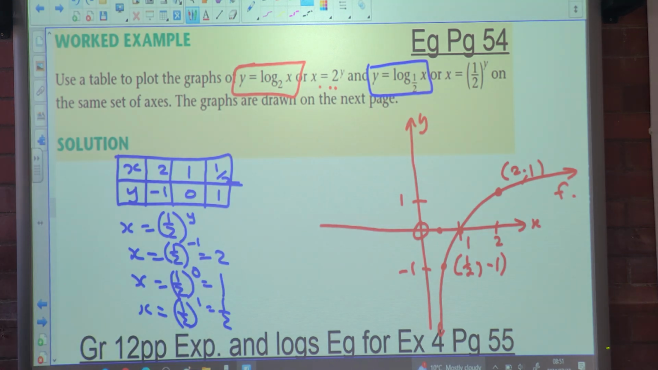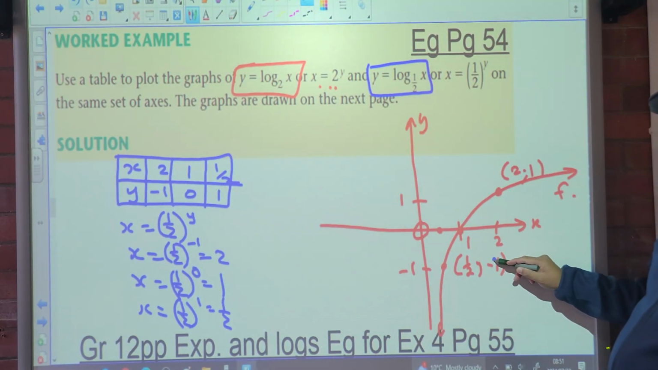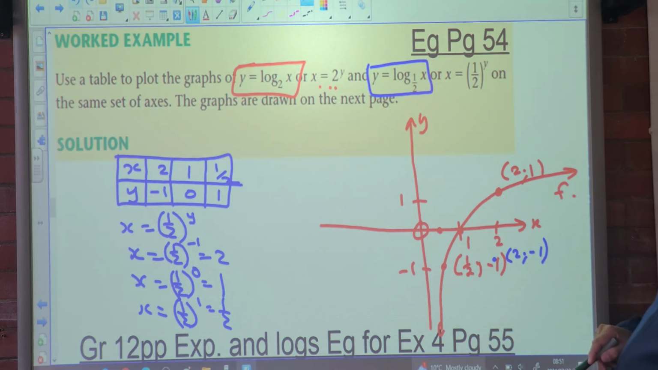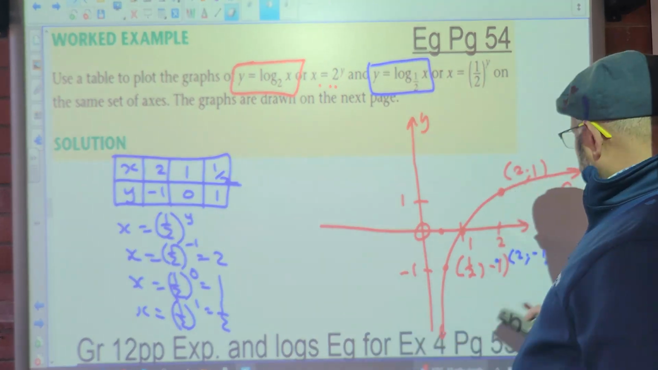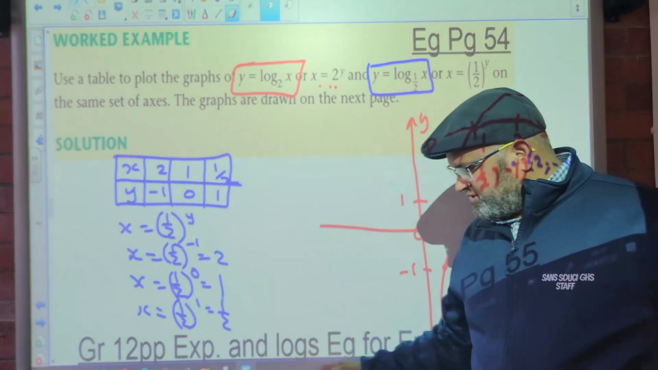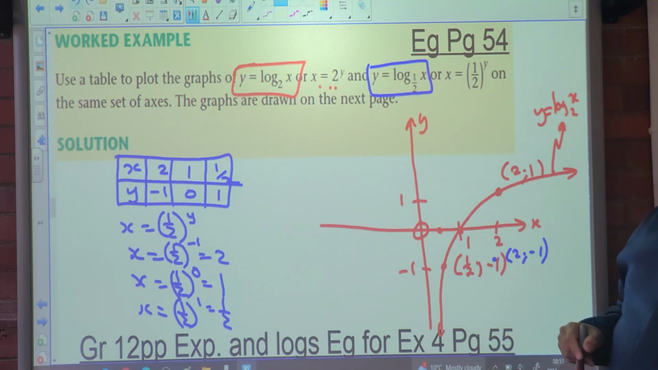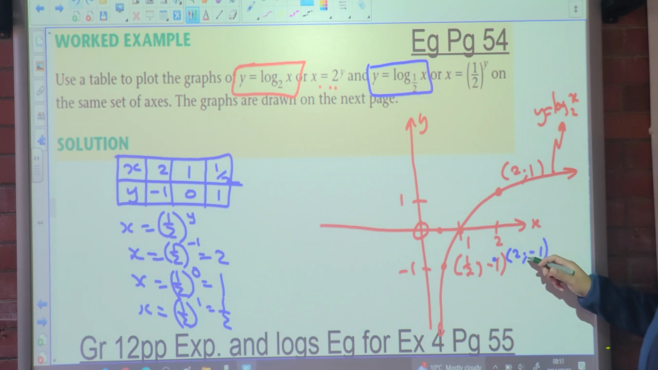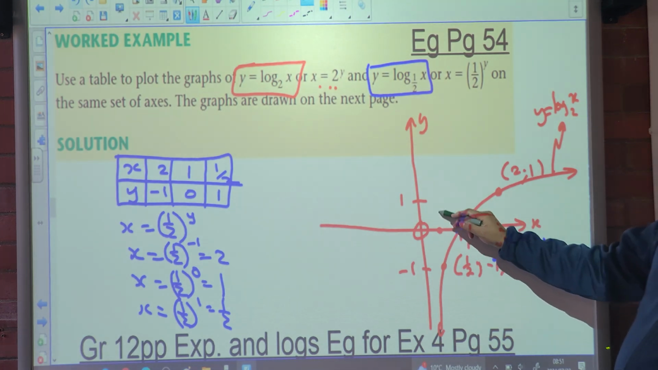Okay. So if x is 2, y is negative 1. Okay. We're supposed to have labeled this. y is equal to log x base 2. I should have written it. So we got 2 and negative 1, then we got 1 and 0, and then half and 1.